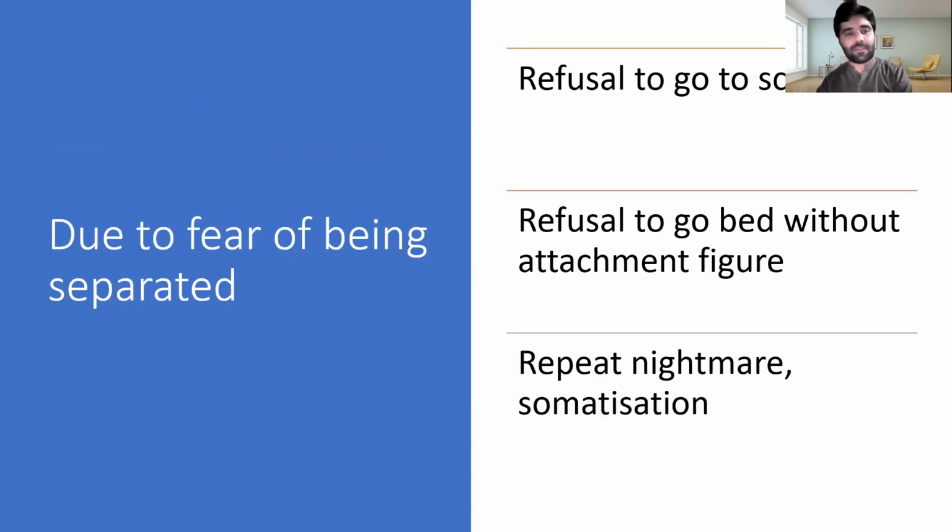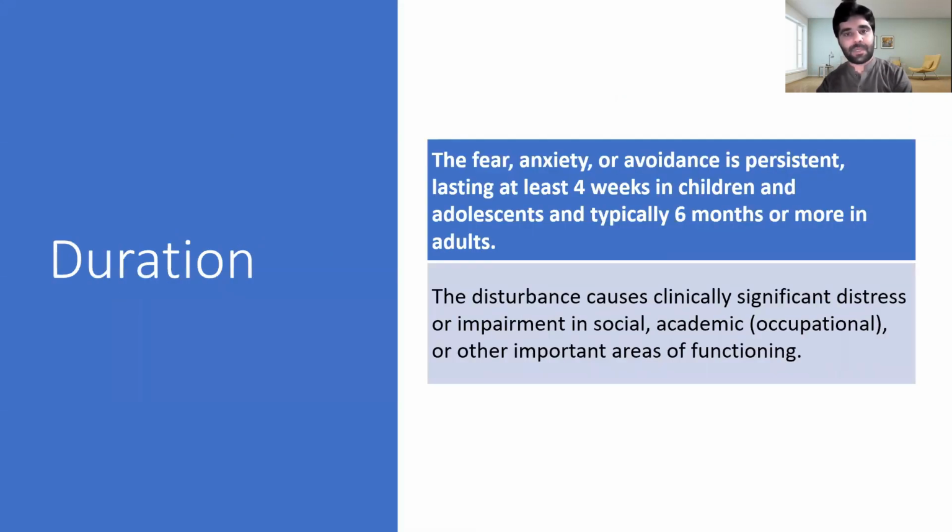These children also refuse to go to school, and refuse to go to bed without the attachment figure. They can experience repeated nightmares and somatization due to fear of being separated from the attachment figure. The duration of the symptoms must be present for at least 4 weeks in young children, and in adolescents the symptoms should be present for 6 months.